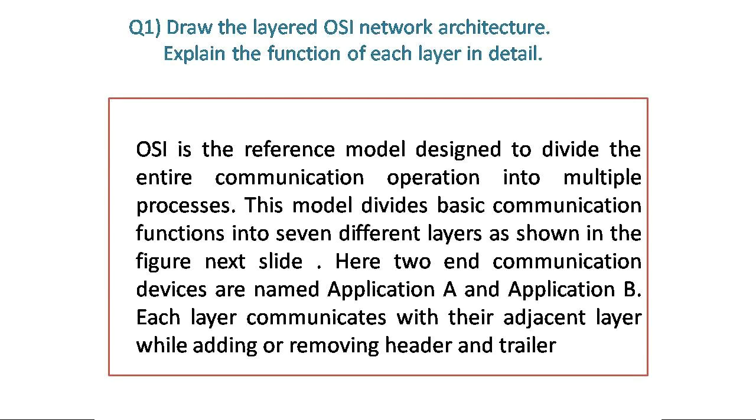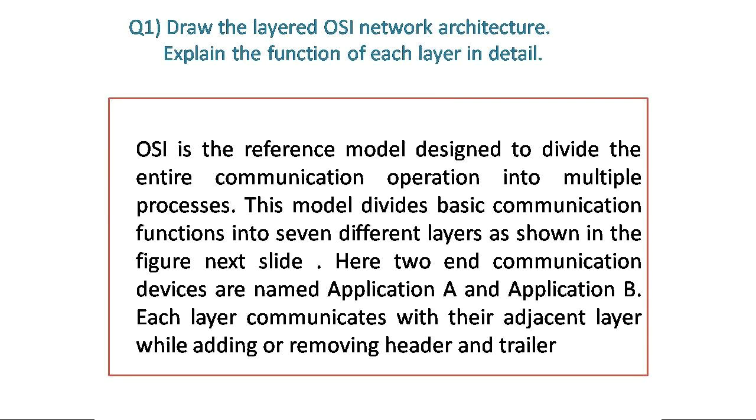Question. Draw the layered OSI network architecture. Explain the function of each layer in detail. Answer. OSI is the reference model designed to divide the entire communication operation into multiple processes. This model divides basic communication functions into 7 different layers as shown in the figure.